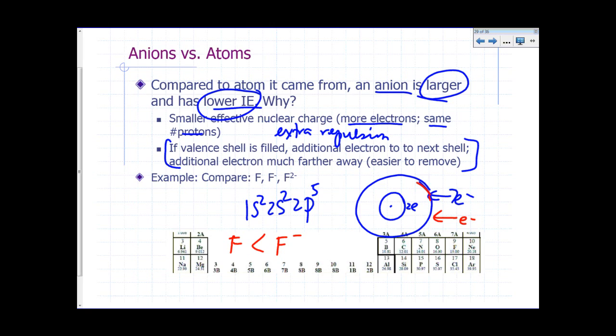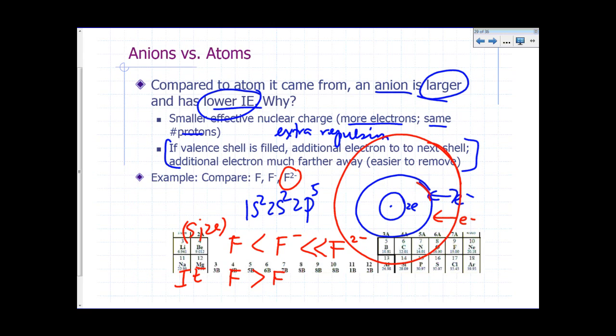And then F with a -2 charge, that second extra electron will come into a much larger shell, because the second shell is going to be filled now, so it's going to be much larger than the fluoride ion. And so that's in terms of size. And in terms of ionization energy, fluorine would be greater than fluoride. It would be much greater than F2 minus. It's going to be very easy to remove an electron from an F ion with a -2 charge. So easy, in fact, that you don't find it in nature at all.